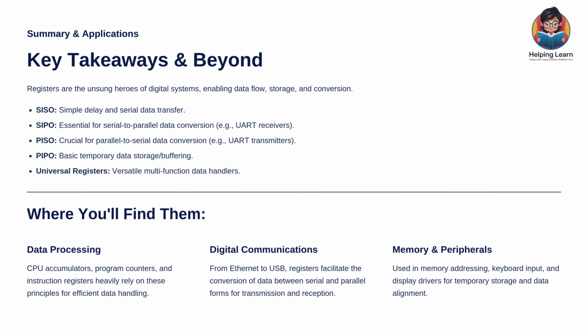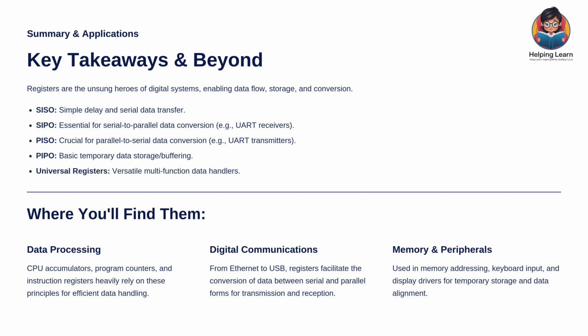Summary and applications. Key takeaways and beyond. Registers are the unsung heroes of digital systems, enabling data flow, storage, and conversion. SISO: simple delay and serial data transfer. SIPO: essential for serial to parallel data conversion, e.g., UART receivers. PISO: crucial for parallel to serial data conversion, e.g., UART transmitters. PIPO: basic temporary data storage, buffering. Universal registers: versatile multifunction data handlers.